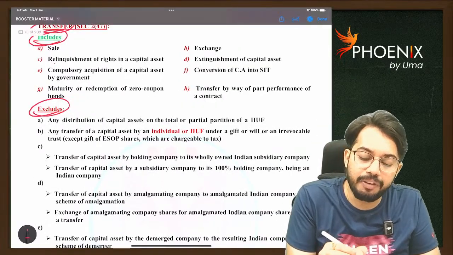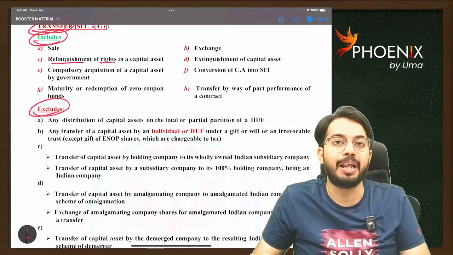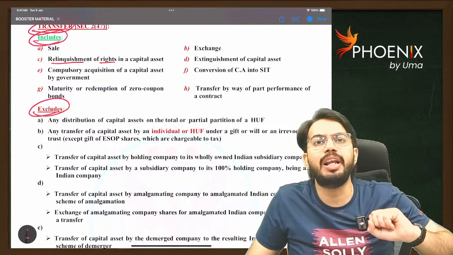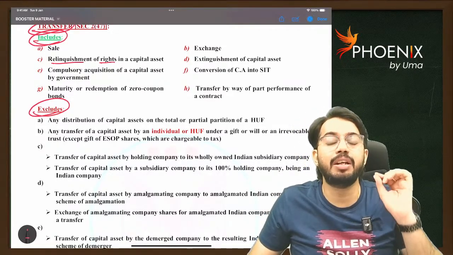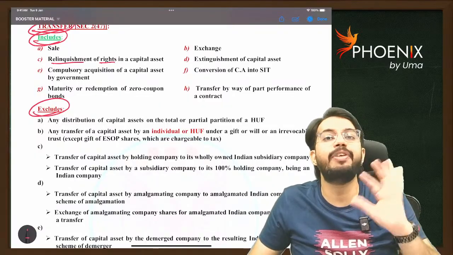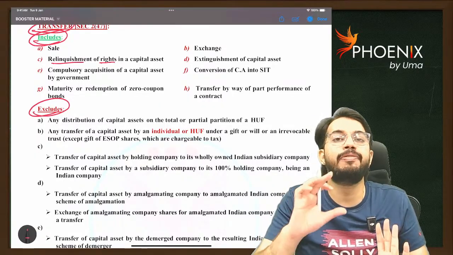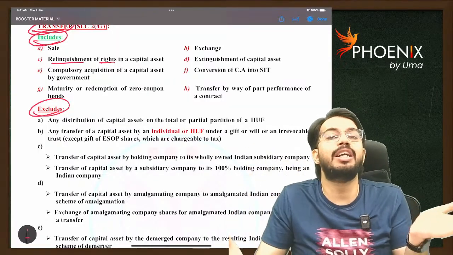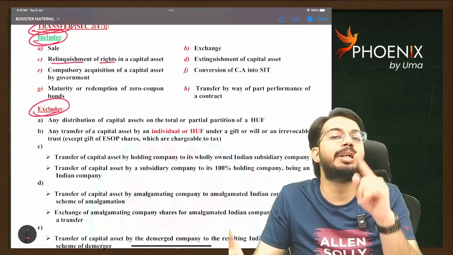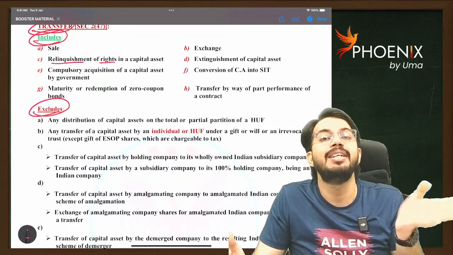Next, relinquishment of rights in a capital asset. I took one building on lease for 10 years. Every month the lease rent is 50,000 rupees, and this 50,000 rupees will increase by 10% year on year. So next year the lease rent is 50,000 plus 10%, that is 55,000.